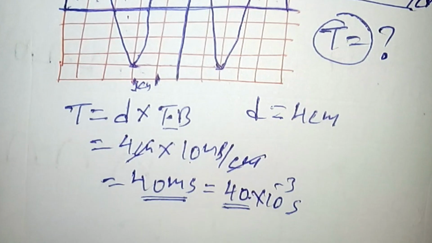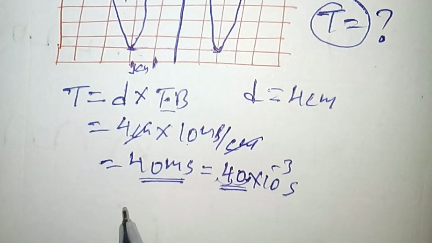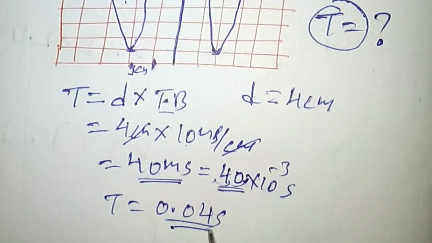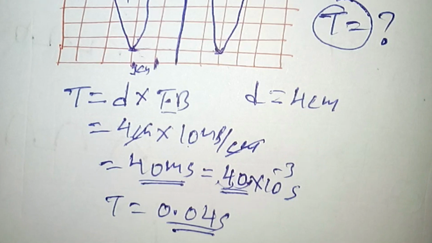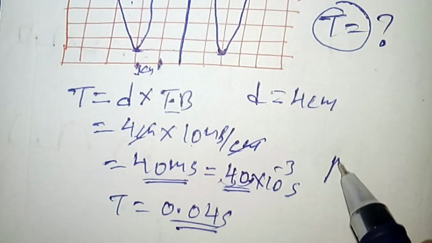So we can write this number in terms of the decimal. So this is 1, 2, and 3. That is, the period is equal to 0.04 second, the period of oscillation of the wave. So the correct answer is alternative A.